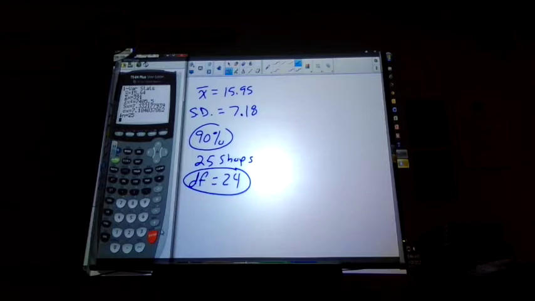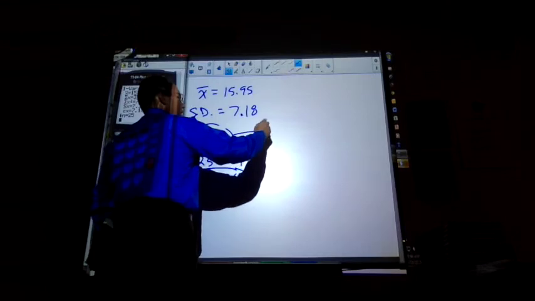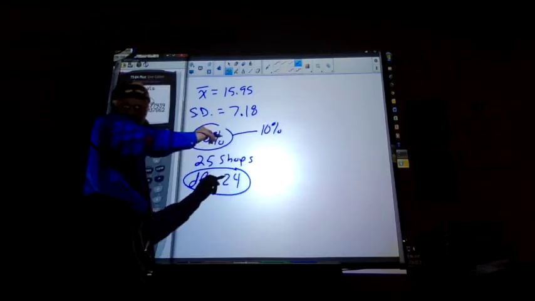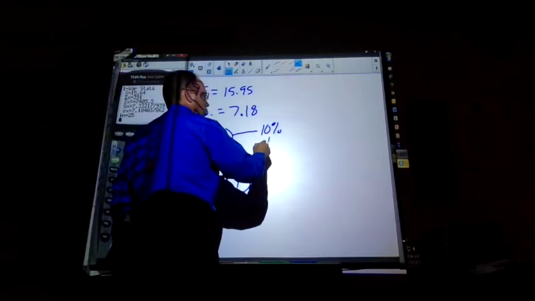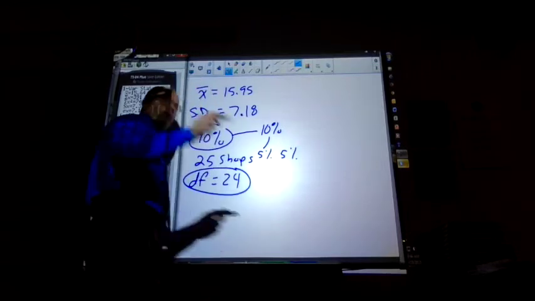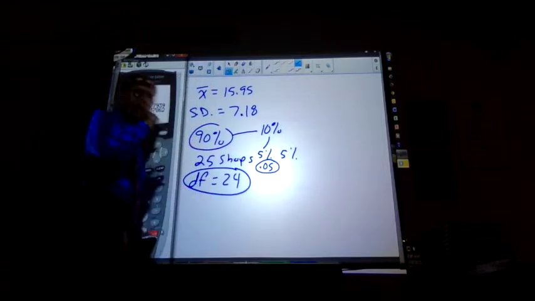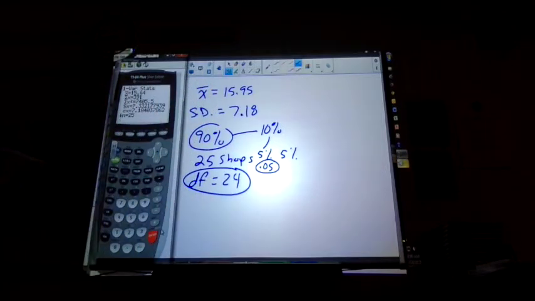A 90% confidence level means that you have 10% of your data that falls to your wings, which means that each wing is 5%. And 5% is the same thing as 0.05. Agreed? Okay. Table in the back of the book. Still with me?